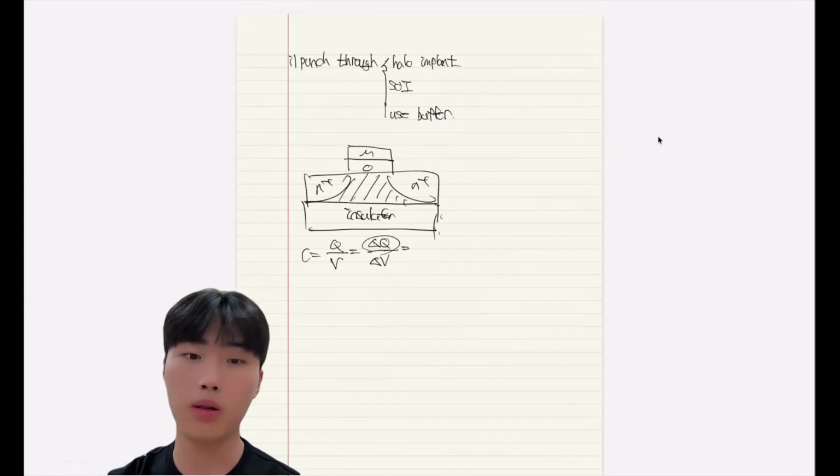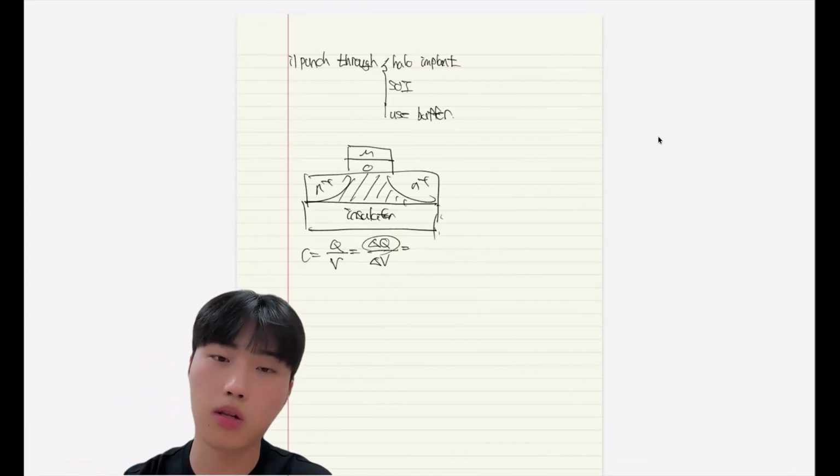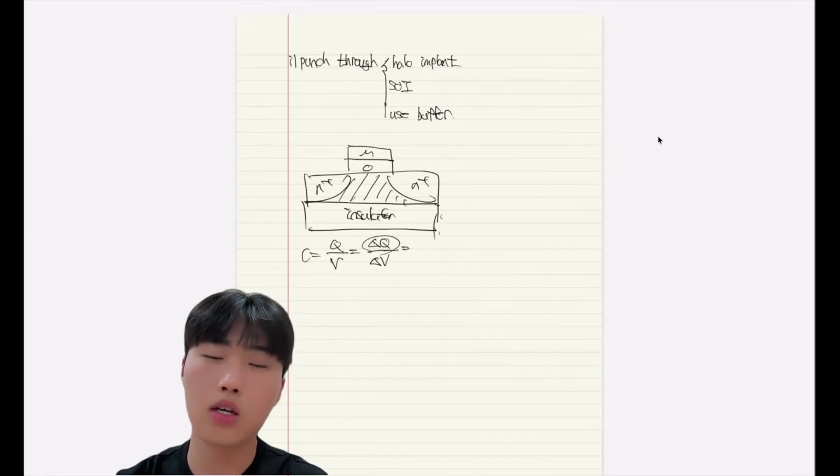The problem is that the SOI substrate is expensive to make. That will be the first problem of using an SOI substrate.